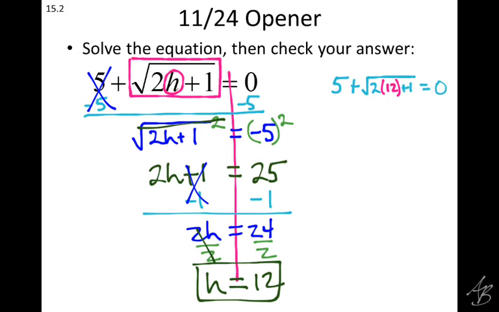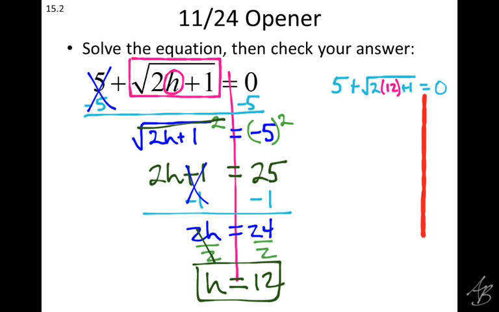All right, and now I need to simplify. When I simplify here, do I need to do anything on the right side? No, that's going to stay 0. On the left side, what do I do first? So this one's actually kind of tricky. The square root, what you want to do is pretend like what's in the square root is also in parentheses. So we need to simplify the inside of the square root first. So looking at the inside of the square root, are we going to do 2 times 12 first or 12 plus 1 first? Do we multiply first or we add first?